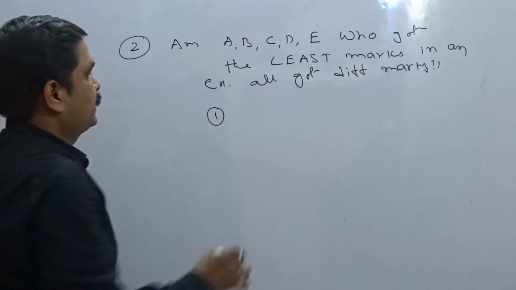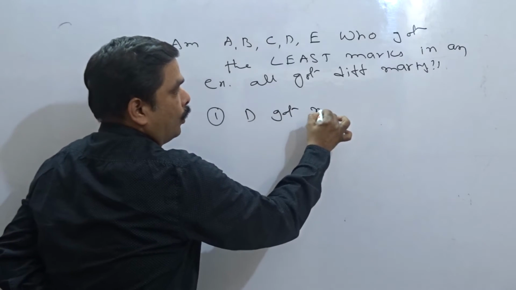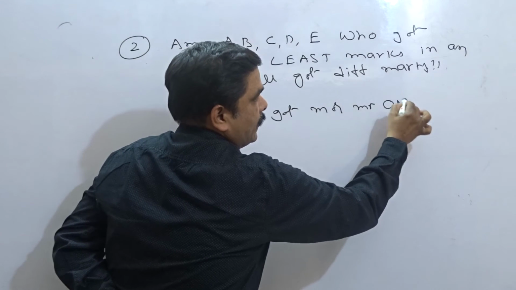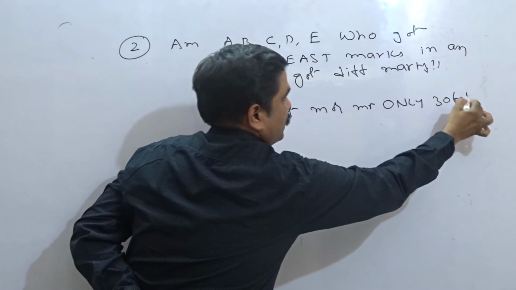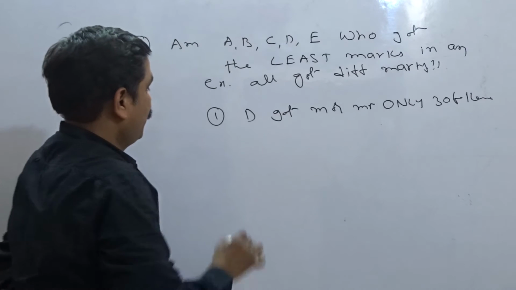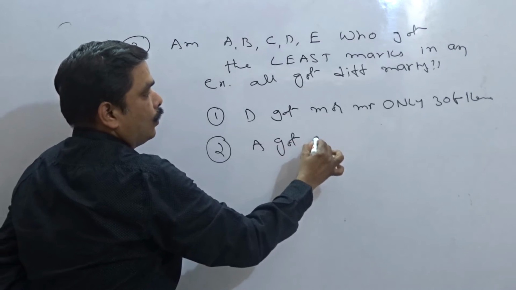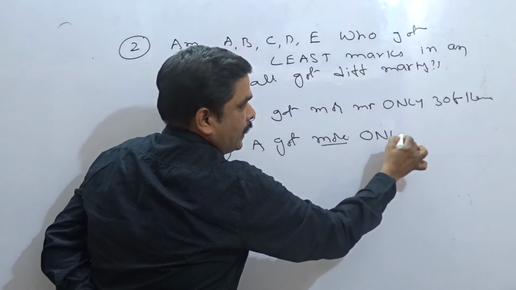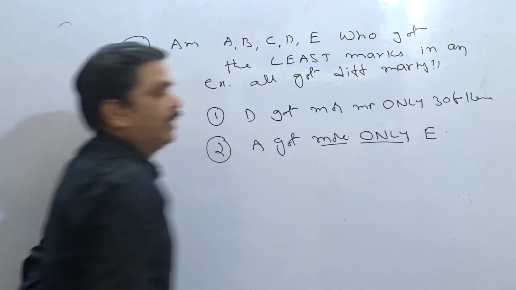Let us take any one person. D got more marks than only 3 of them. Right? Okay, D got more marks than only 3 of them. Then second statement, A got more marks than only, let us take E. A got more marks than only E.